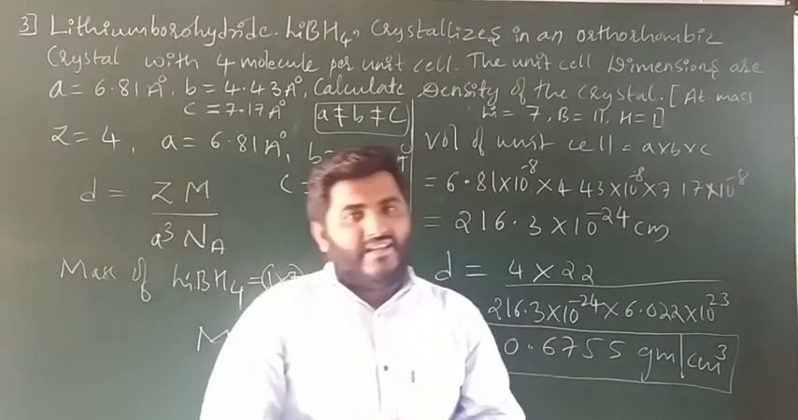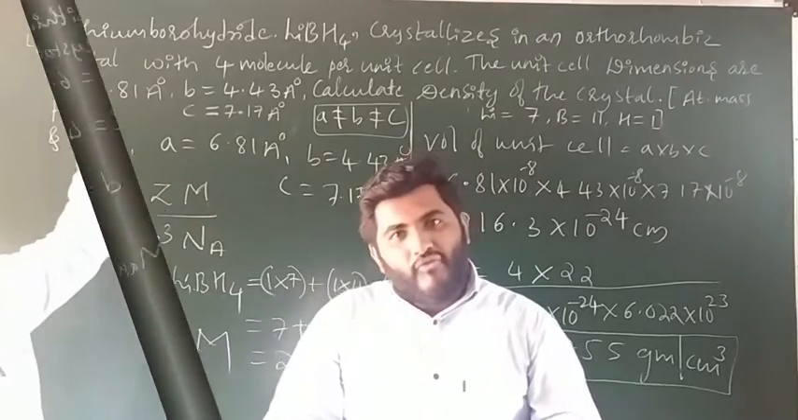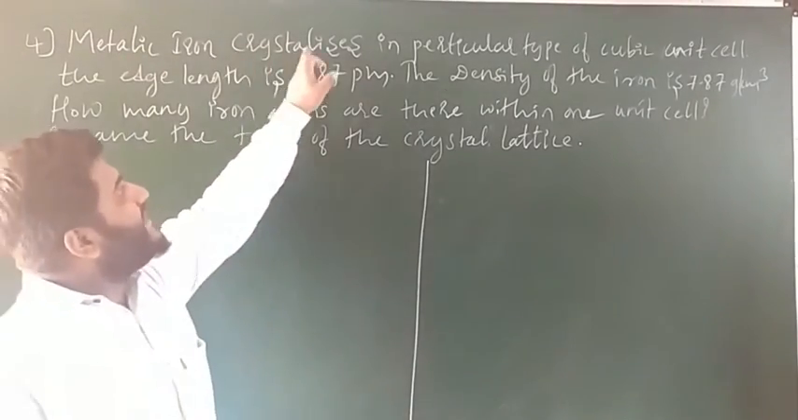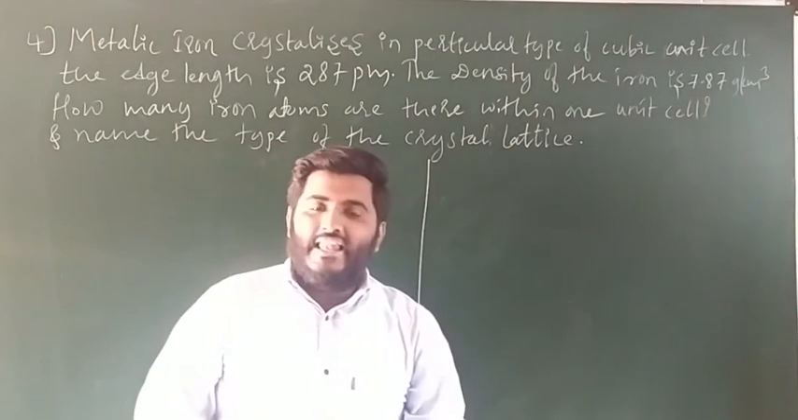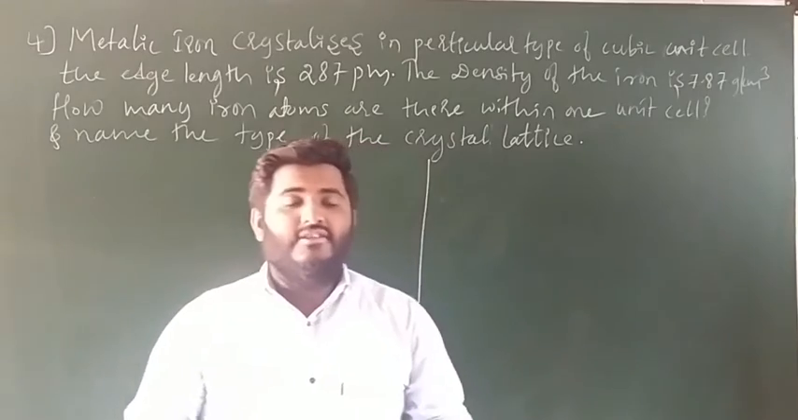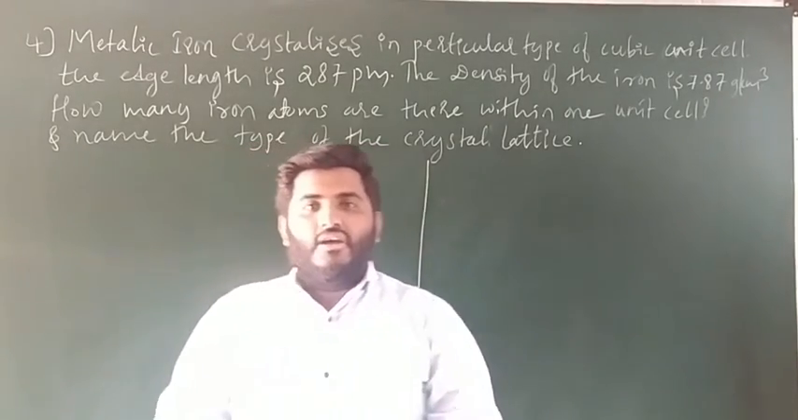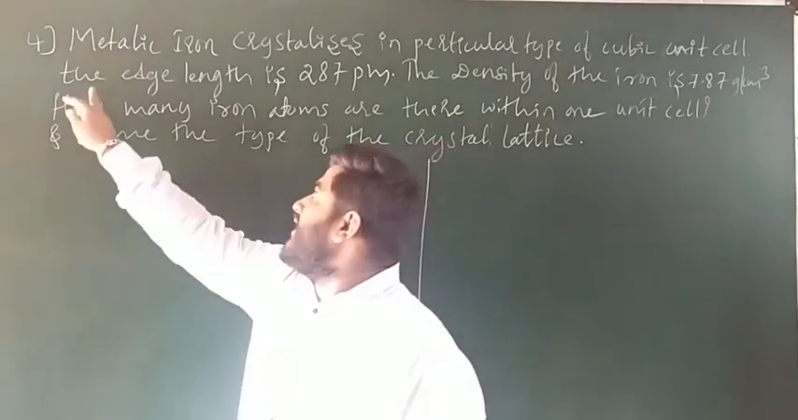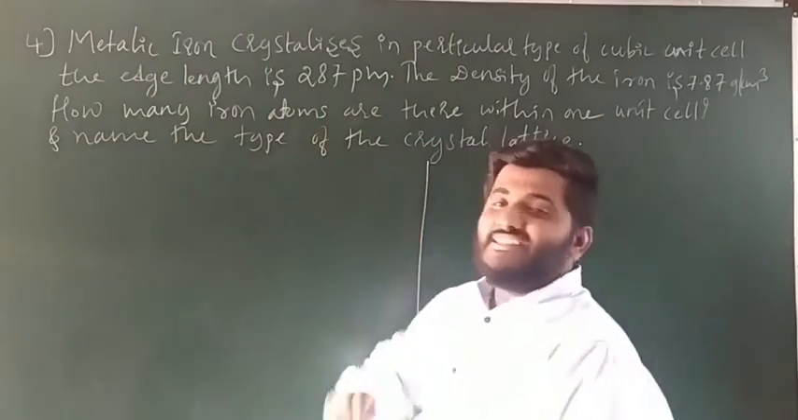This is problem number 3. Now we will discuss problem number 4. Metallic iron crystallizes in a particular type of unit cell. That means they have not given which type of unit cell it is. Right? That point is not given. So on which type of unit cell it is there, that is not given. The edge length is 287 picometer.